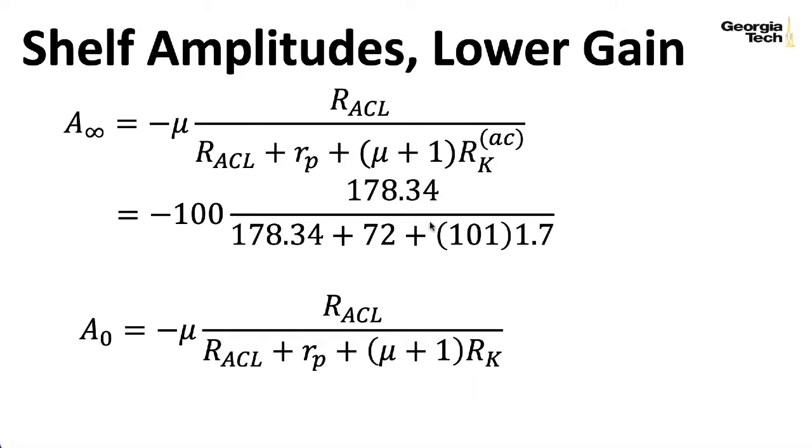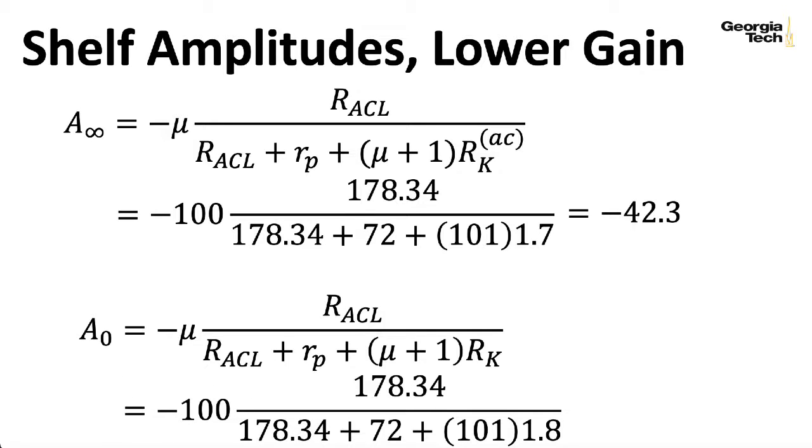And this 178.34 and the 72, these are numbers we computed in previous lectures. I was feeling a bit lazy, so I didn't write in the kiloohms here, but they cancel out anyway. Anyway, if I compute this value, I wound up with minus 42.3. And the DC gain, which is the value of the lower shelf, is not much different. I just put in 1.8 instead of 1.7, so that just gives me minus 41.3.